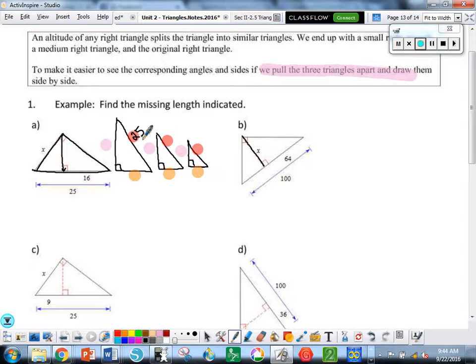The x, is the x sitting on the short side or on the tall side? If you're comparing these two, x is on that short side, right? Looking at that big triangle. So I just need to wait until, pause.